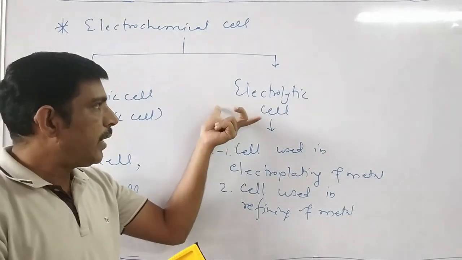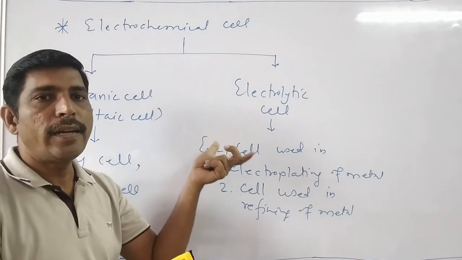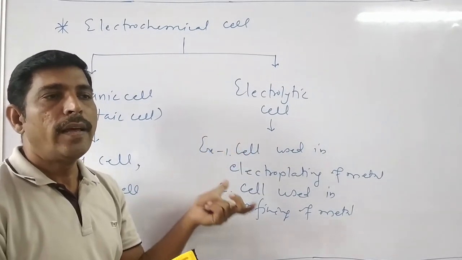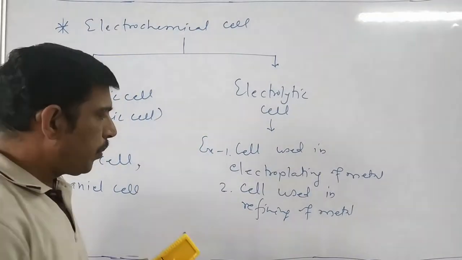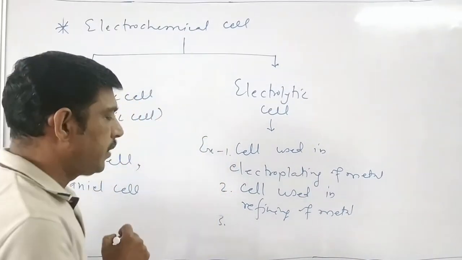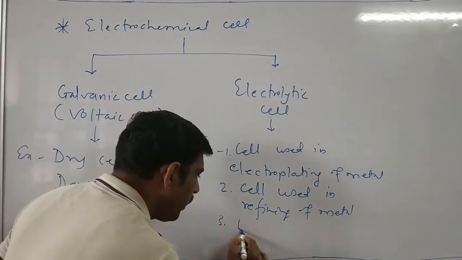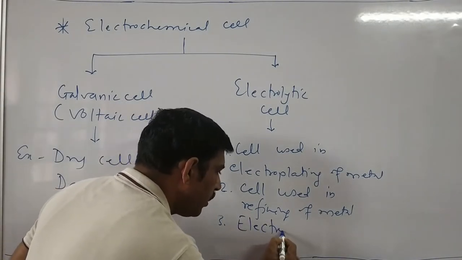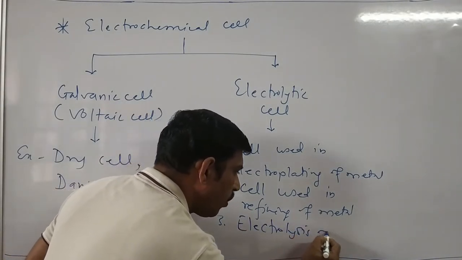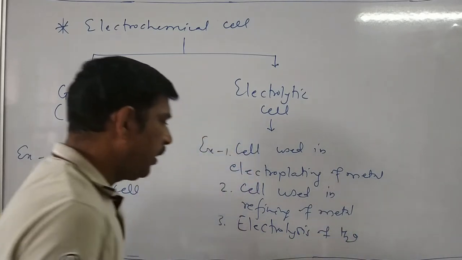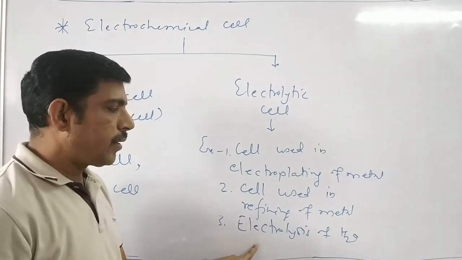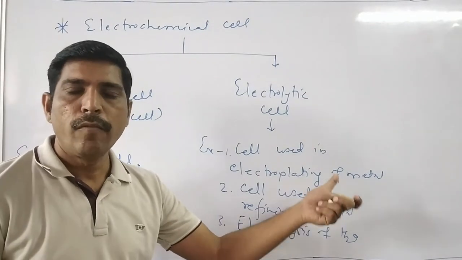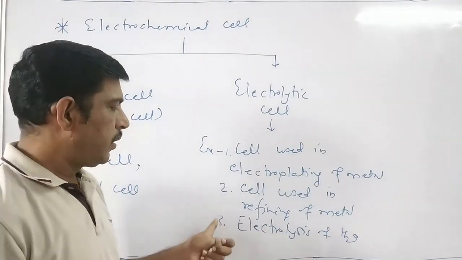Okay, that means in an electrolytic cell we are using electric current from outside. Externally we are supplying the electric current. Again, I remember the third example of an electrochemical cell, that is the cell used in electrolysis of water. Electrolysis is the breakdown of water in the presence of electric current to form hydrogen gas and oxygen gas.